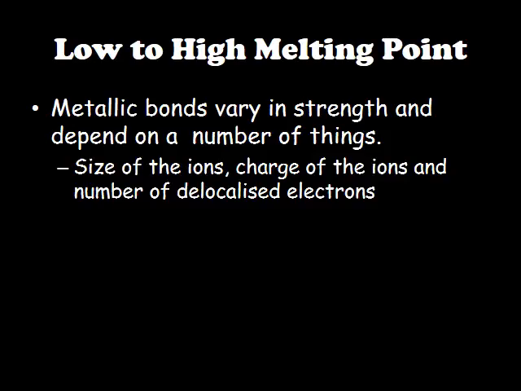In terms of low and high melting point, to finish the lesson, the metallic bonds vary in strength and depend on a number of things: the size of the ions, the charge of the ions, and the number of delocalized electrons.